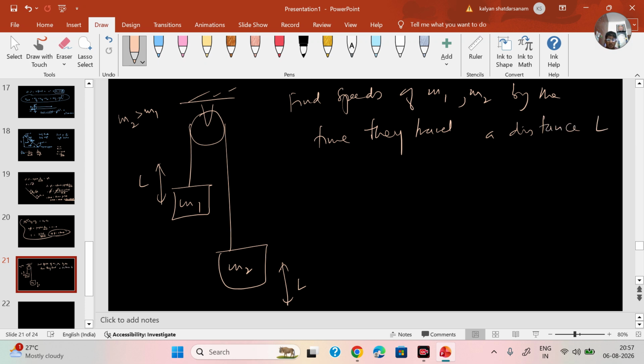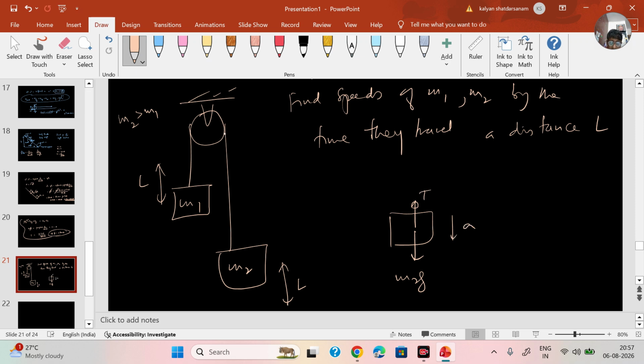Now, how do you do this with Newton's laws? You first draw the free body diagram, get the acceleration, then use kinematics, v square minus u square is 2as. Let's do that. Okay, M2 is greater than M1. So M2's free body diagram has M2G and tension, and it will have acceleration A down.